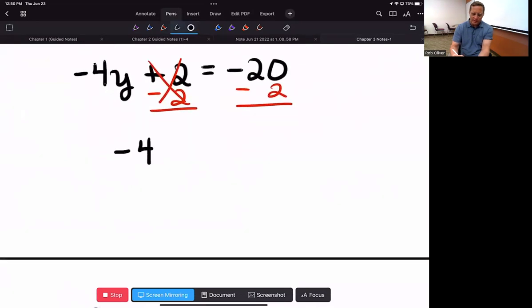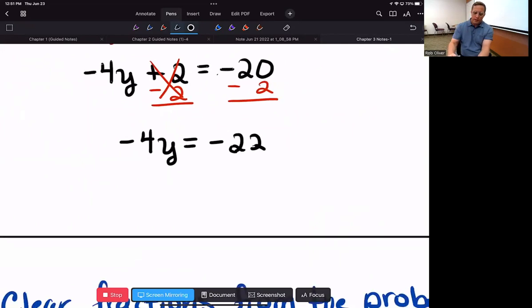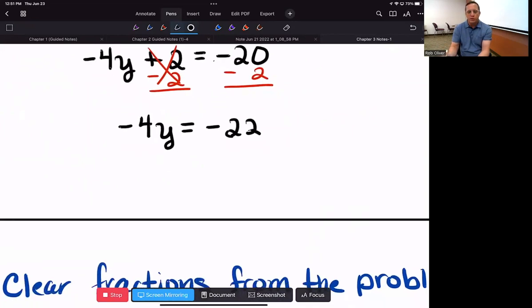So now you have negative 4y equals, and then negative 20 and negative 2 does not make negative 18. It doesn't make positive 18 either. It makes negative 22. So we're adding those up. And then one more step is to divide both sides by negative 4.